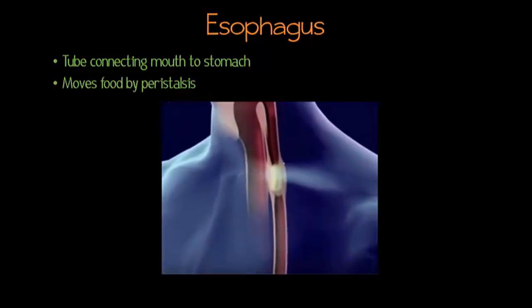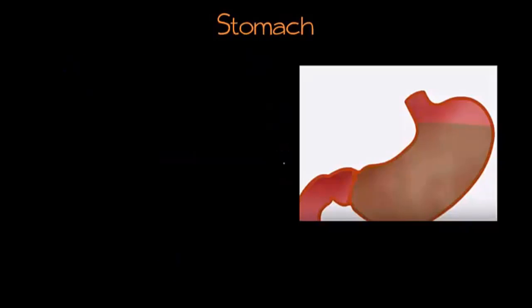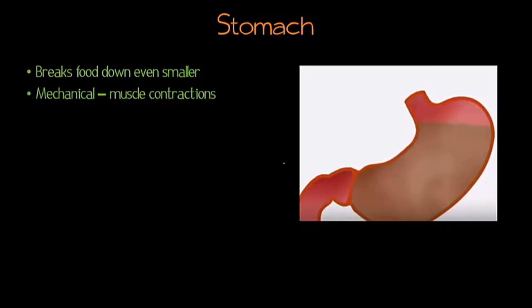So in the stomach, the food continues to be broken down in two ways. The first is mechanical. The stomach has really strong muscles that also squeeze and contract. You can see it happening here in the video. As they squeeze, they continue breaking this food apart, and that's mechanical digestion.